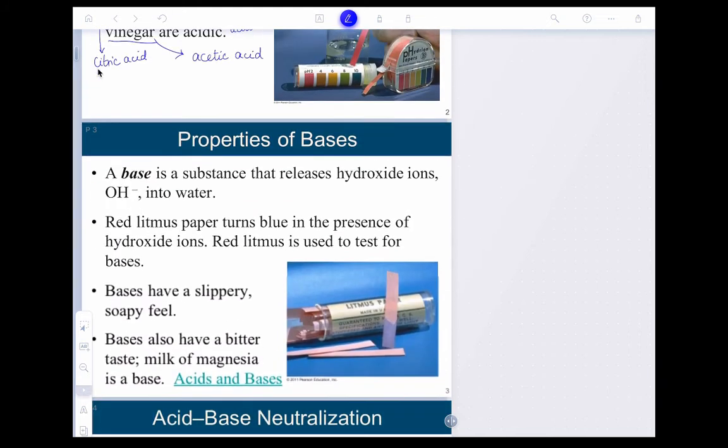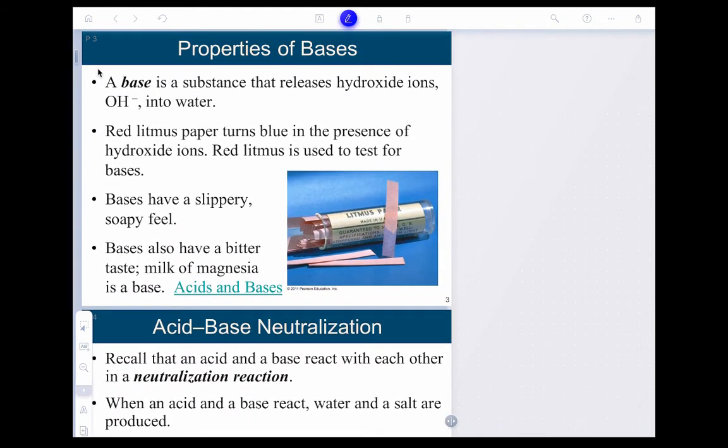So now we're going to take a look at properties of bases, and then I'll back up to look at the two pictures on these slides. A base is a substance that releases a hydroxide ion into water.